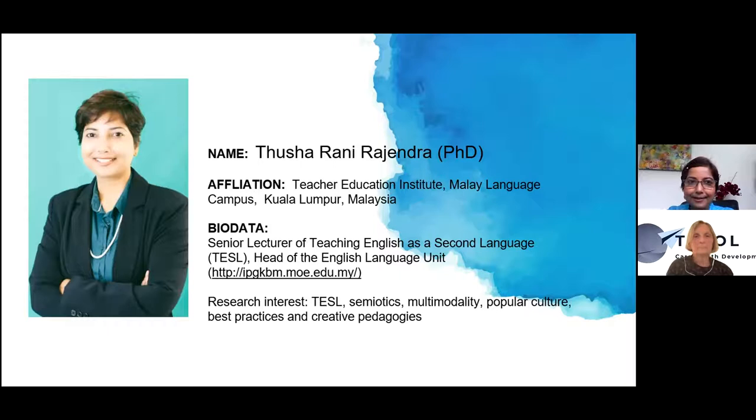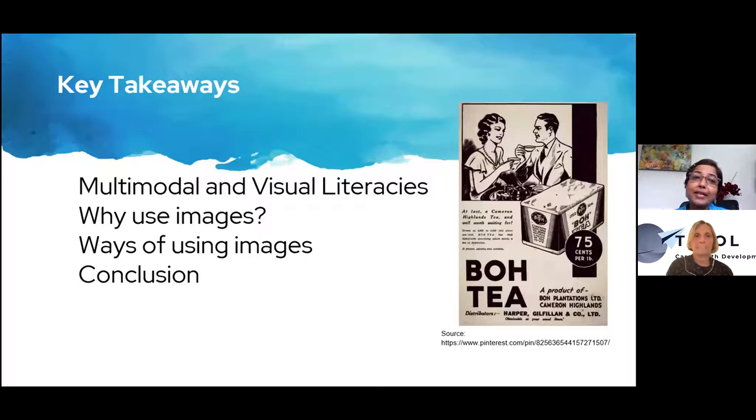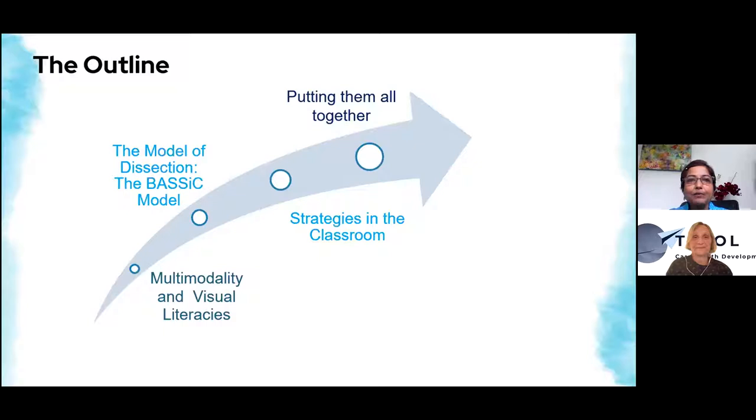The key takeaways from my presentation today is looking into how multimodal and visual literacies could be used in the classroom. Why is there the need to use images, ways of using images, and finally, my conclusion. So this is the outline. We would first look into multimodality and visual literacies. Then we move on to using a model of dissection, which I actually came up with, the basic model. Then we will also go into strategies used in the classroom and finally how we put them all together.